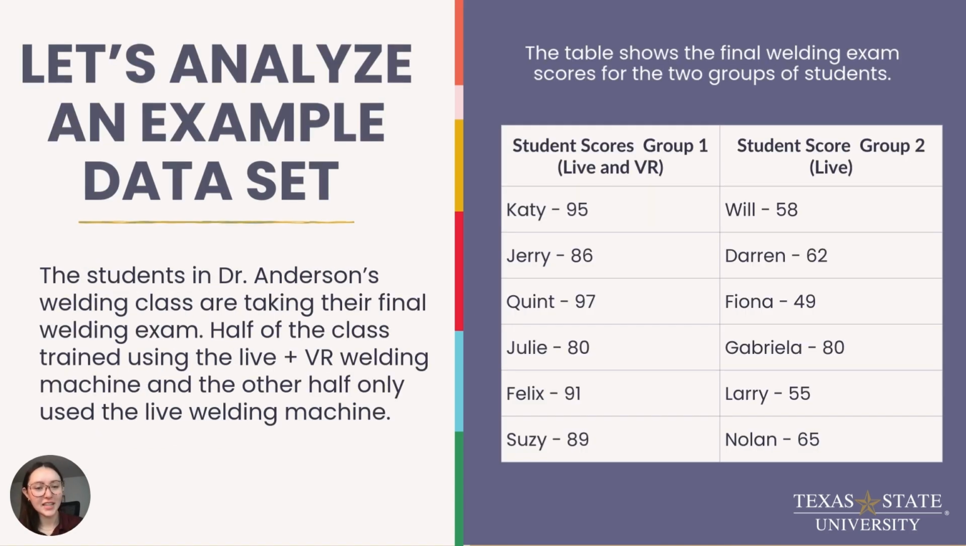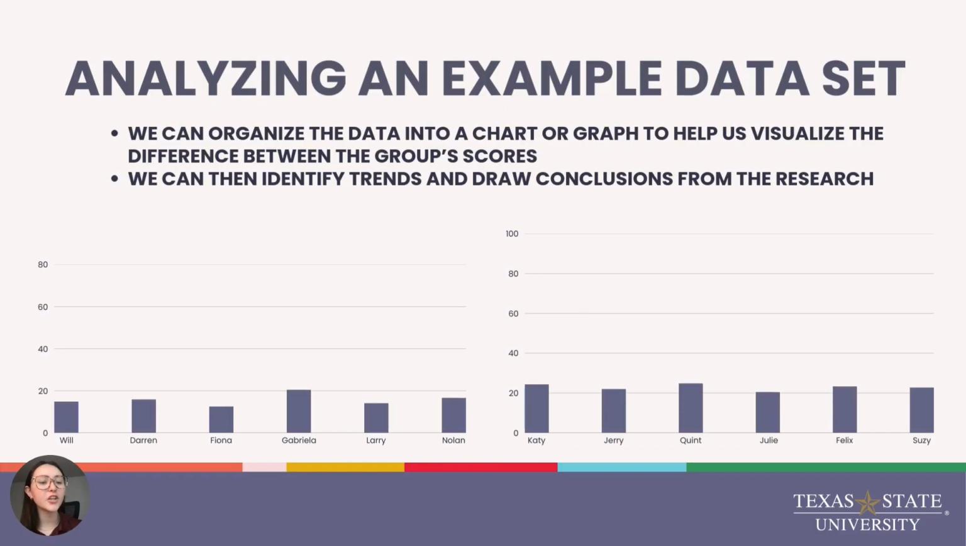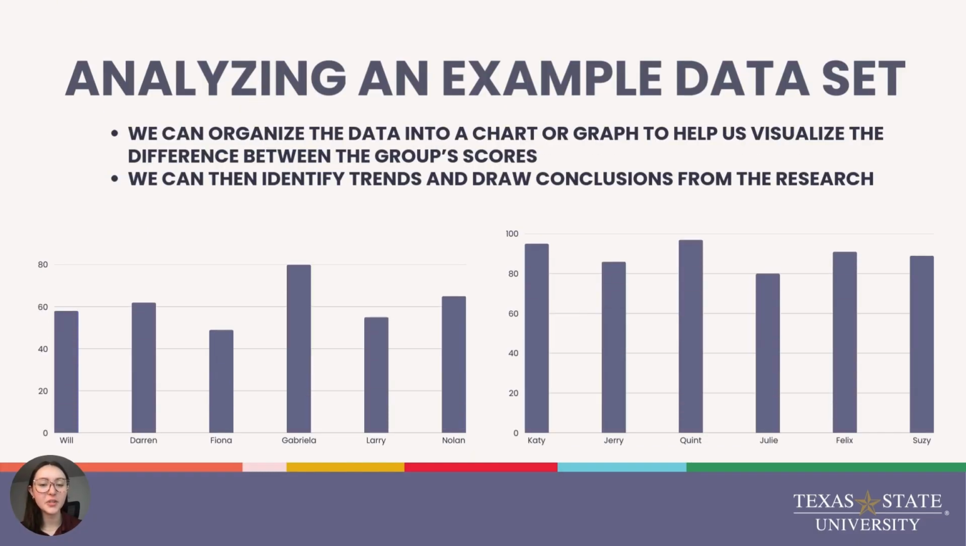Now, let's use an example data set to analyze. Let's imagine that the students in Dr. Anderson's welding class are taking their final welding exam. Half of the class trained using the live VR welding machine, and the other half only used the live welding machine. This table shows the final exam scores for the two groups of students. A good way to organize this data would be into a chart or graph to help us visualize the difference between the group scores. We can identify trends and draw conclusions from the research.